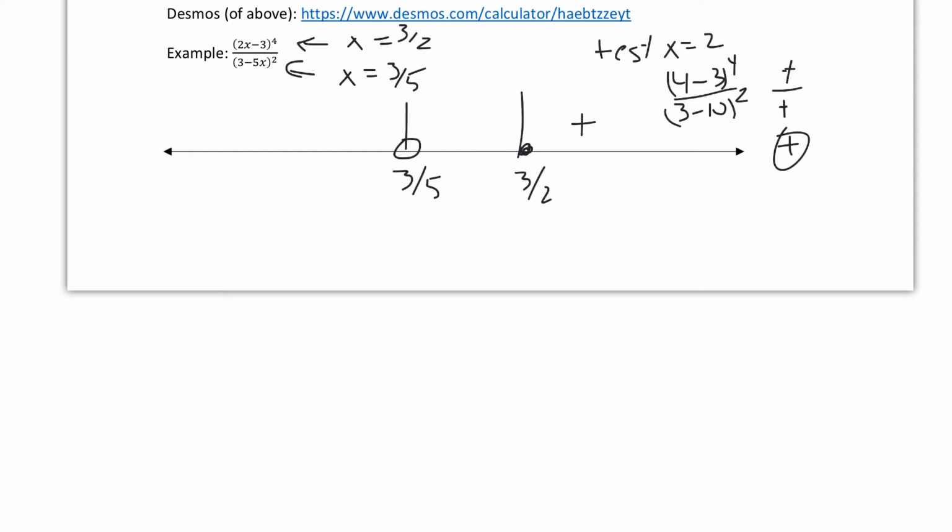Now, both of these are coming from even powers. This one's coming from degree 4, and this one's coming from degree 2. So when we cross an even power, if it's positive, it's still positive. If it's positive, well, there you go, it's still positive. And there we have our wonderful sign diagram.